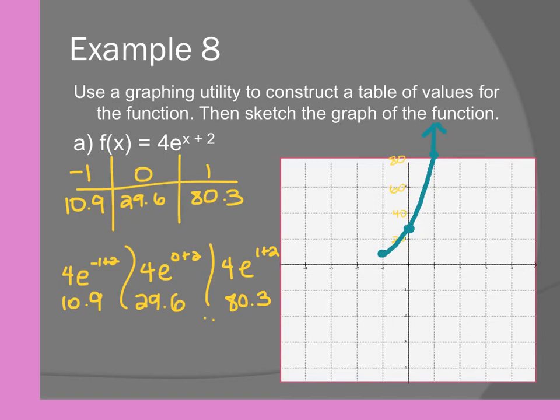What would be the horizontal asymptote of this function? 0. There's no vertical shift, right? So I still want to go all the way down with my exponential function, even though it's not part of my points. So domain, all real numbers, range, 0 to positive infinity. Y-intercept is (0, 29.6). Horizontal asymptote is at y = 0. Questions?